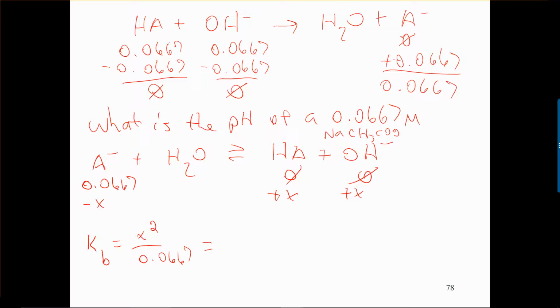Do I have my Kb? You can find it, so find your Kb. It's 1.0 times 10 to the negative 14 divided by 1.8 times 10 to the negative 5. That's right. Kw is always on top.